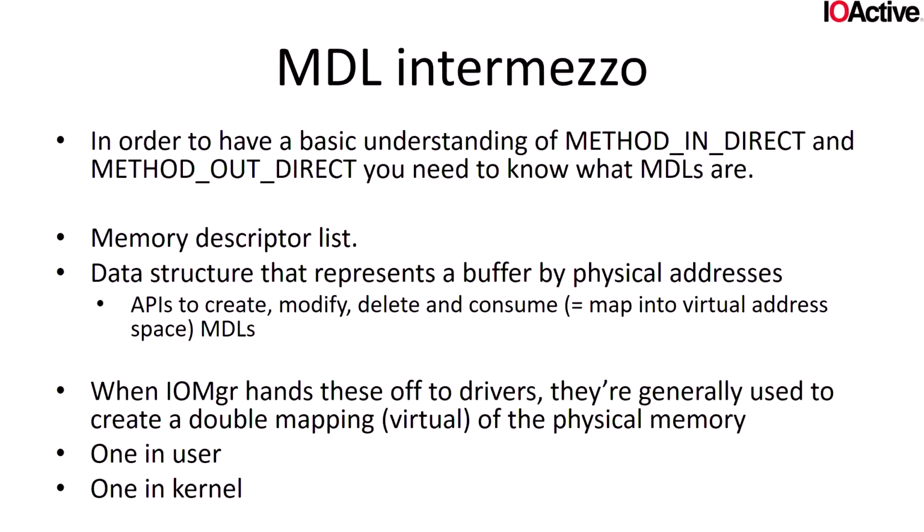So in order to describe METHOD_IN_DIRECT and METHOD_OUT_DIRECT, I first have to say something about these things called MDLs. An MDL is a memory descriptor list, and it's a data structure in the Windows kernel that represents a buffer by its physical address. I'm not going to discuss the internals because they're kind of opaque, but basically the Windows kernel has APIs to create, modify, delete, and consume these MDLs, so that you can say, okay, I have this MDL that describes a physical buffer, now give me a kernel virtual address for it, for example.